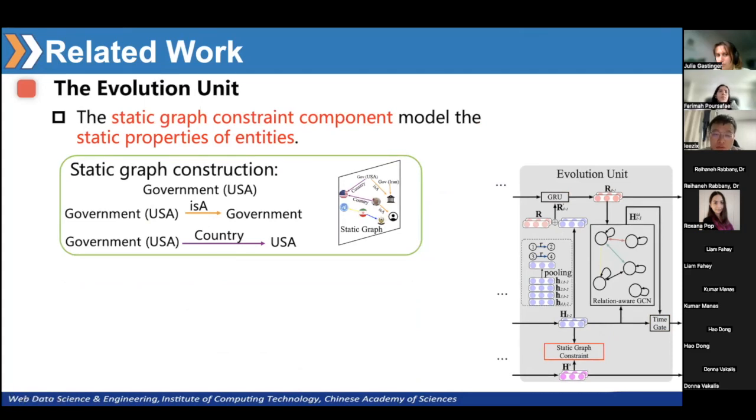And the static graph constraint component is to model the static properties of entities. First, we construct a static graph according to the names of entities in the TKG. For example, for the entity government USA, we add two edges to the entity. That means government USA is a government, and the country of the government USA is USA.